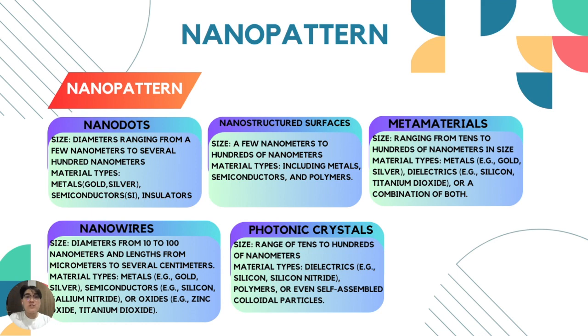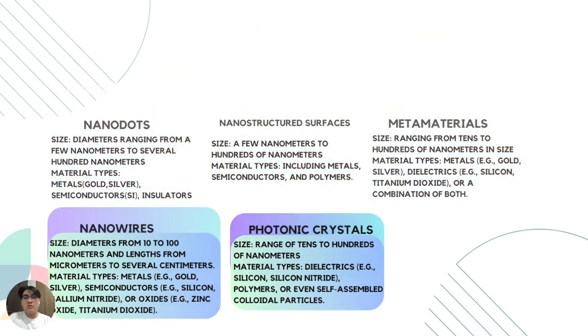Finally, photonic crystals are made of dielectric polymer or self-assembled colloid particles and have diameters ranging from 10 to 100 nanometers. Each of these nanopatterns has distinct features and is used in a variety of industries, demonstrating the adaptability and potential of EBL in nanofabrication.